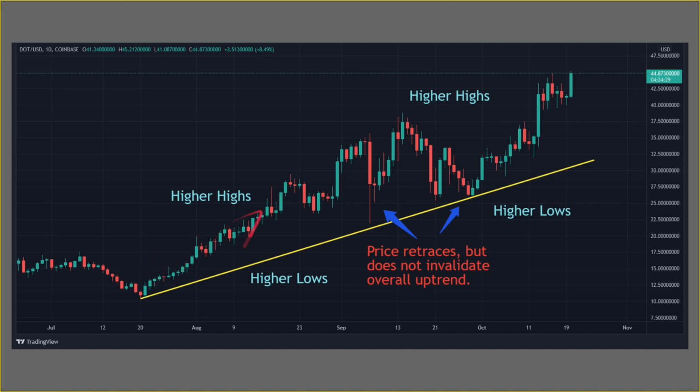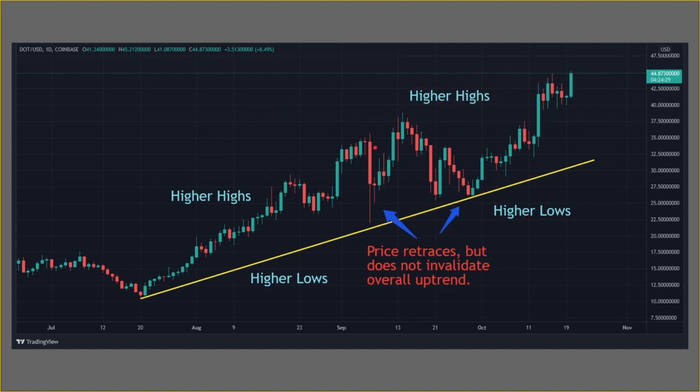This is an example of an uptrend. We're seeing higher highs and then a higher low, and then a higher high and then a higher low, and then a higher high, higher low, and so on, right? We're seeing these periods of higher highs, higher lows. The price retraces but does not invalidate the overall uptrend. This still remains intact. So we wouldn't call this a full-on reversal.